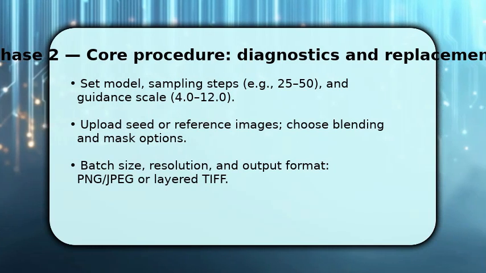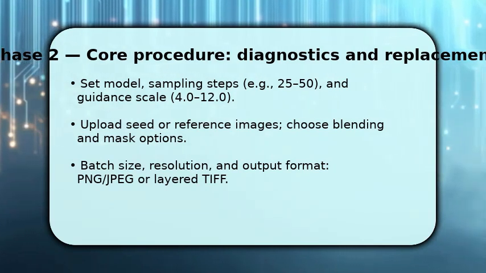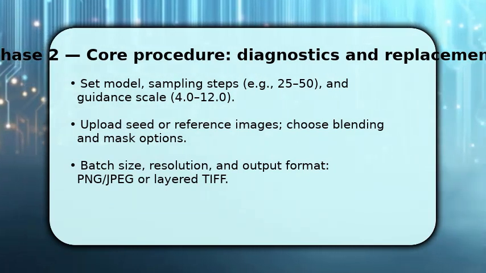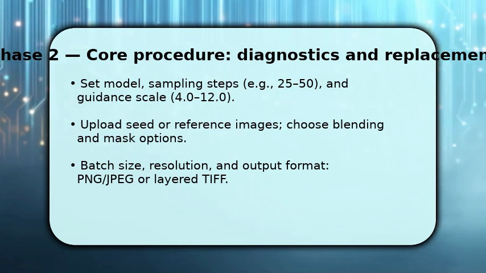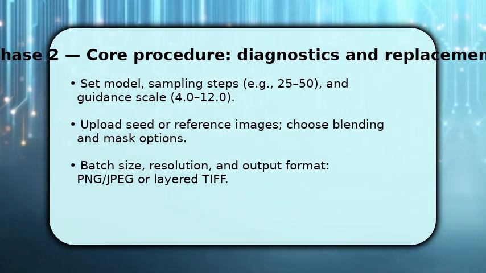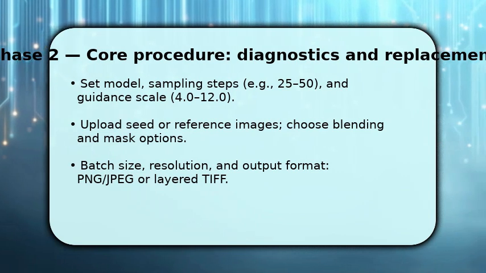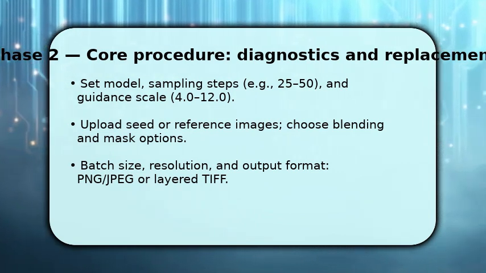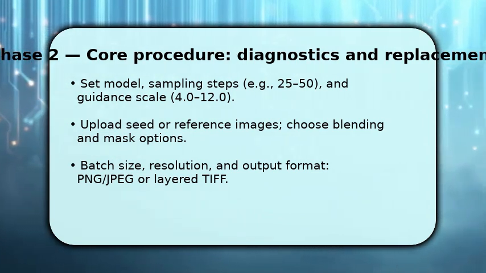You now configure the job, pick a model variant and set sampling steps, try 25 to 50, because fewer steps are faster, more steps refine detail. Then adjust guidance scale between 4.0 and 12.0, higher values stick closer to the prompt.